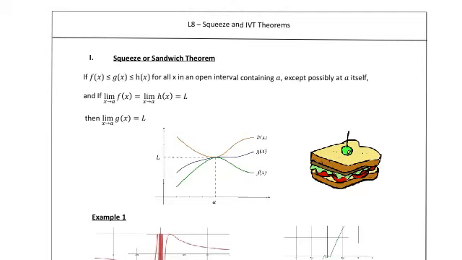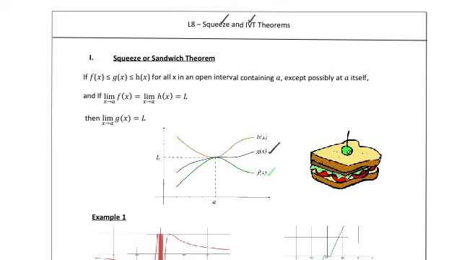Okay, hi everyone. This is our last lesson in the limits unit, and we're talking about two theorems, the squeeze theorem and the intermediate value or IVT theorem. The squeeze theorem says that if you have three functions, so in this picture we have a function f, a function g, and a function h.